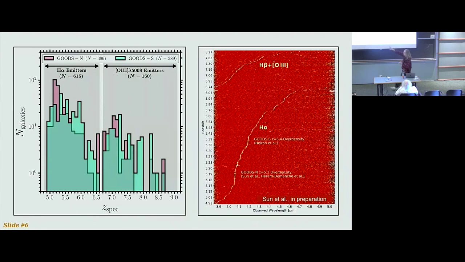And as you could see over here in the redshift histogram, you can also see these vertical stripes corresponding to some of the overdensities that we later find. The one at 5.2 in GOODS-North I pointed out over here, the one at 5.4 in GOODS-South I'll talk about later and found last year.